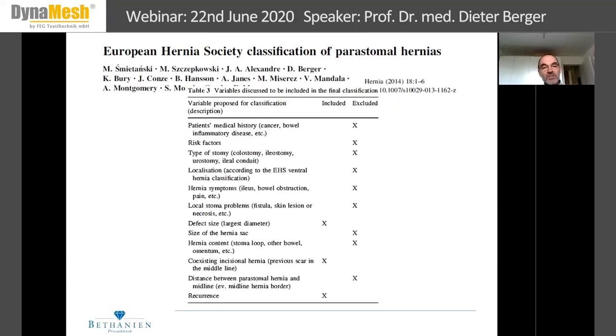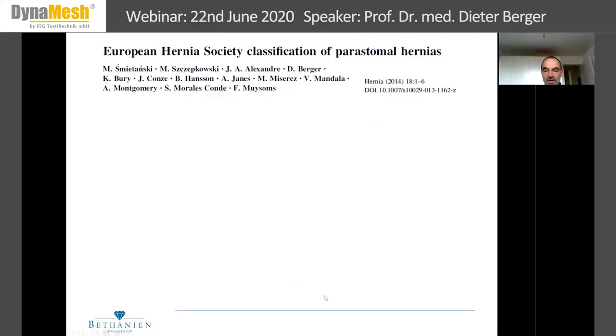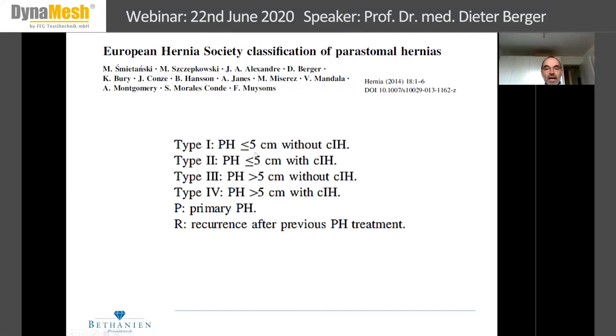Of course, the classification of the European Hernia Society also needs to be mentioned. It depends on the defect size, on the coexisting incisional hernia, and on whether there is recurrence or not. Type 1 is a parastomal hernia below 5 centimeters without incisional hernia, type 2 a small parastomal hernia with incisional hernia, type 3 a big parastomal hernia without incisional hernia, type 4 a big parastomal hernia with incisional hernia.